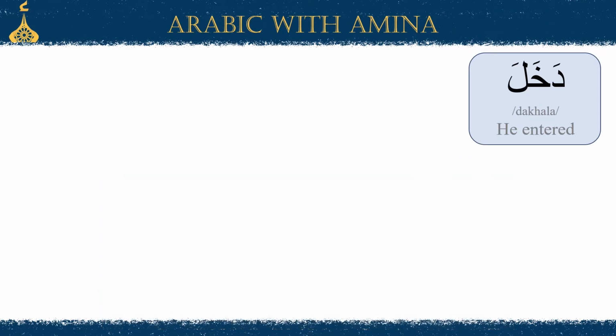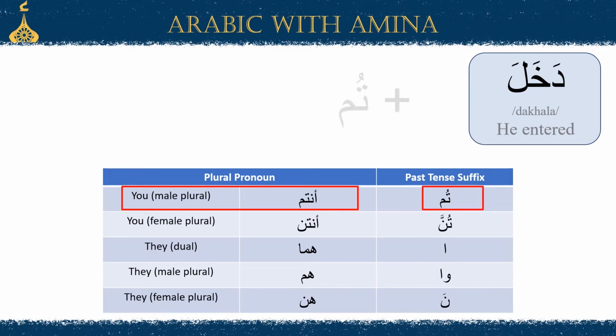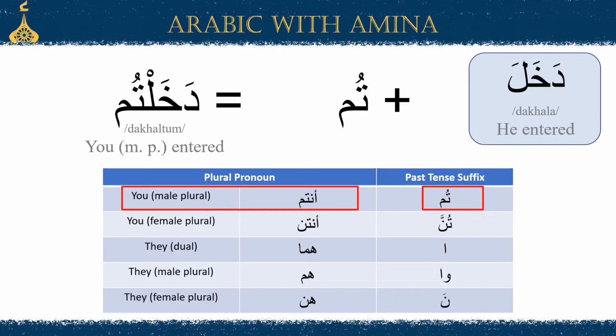Now moving on to the plural pronouns. We'll start off by adding antum, which is you, plural, male form. We will be adding ta mim to the end of the verb. So, دخلتم. Notice how we also change the fatha to a sukoon when adding this pronoun. دخلتم.